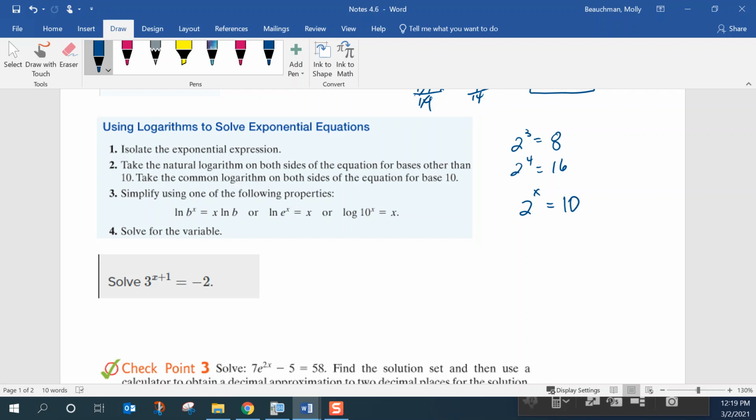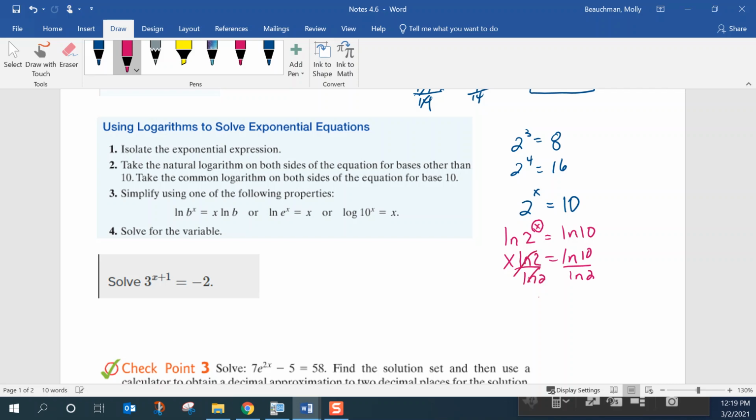So if we have 2 to the power of x is equal to 10, what we can do then is take the natural log of each side. The natural log of 2 to the power of x is equal to the natural log of 10. Then we use that power property where we can rewrite x times the natural log of 2 equals the natural log of 10, and then divide both sides by the natural log of 2.